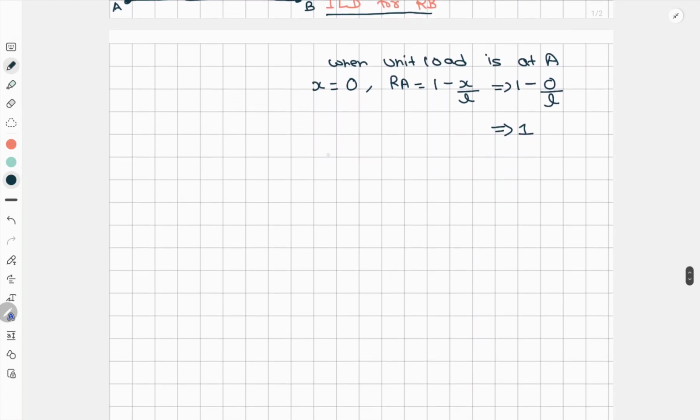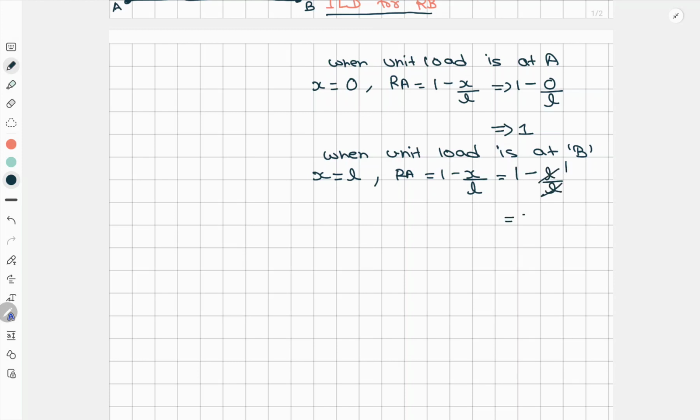Now again we have to shift the unit load at B. So when unit load is at B, then the value of X will be L. So due to this L, we have to apply this RA equation. So just we need to put the X value in this equation. It will be 1 minus L by L. So this one and this one will get cancelled. It will be 1 minus 1, it will be 0.